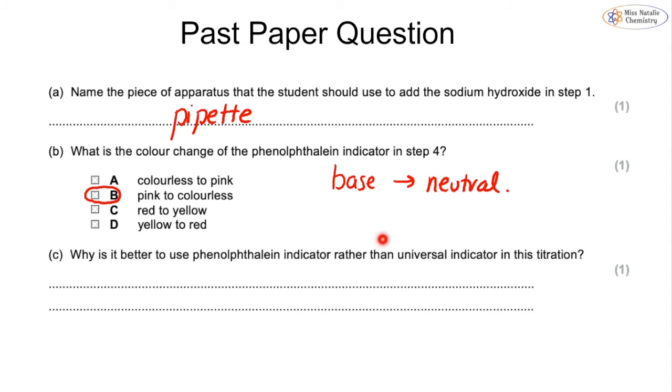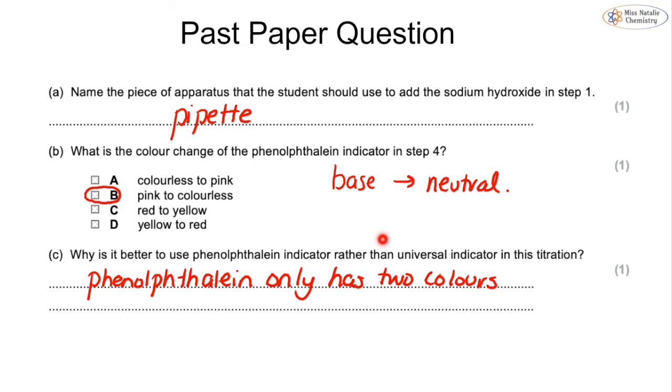And part C: why is it better to use phenolphthalein indicator rather than universal indicator? It is because phenolphthalein only has two colours. Universal indicator gives us a very wide range of colours, and what you may see as green may be yellow or dark green to someone else, so it's too subjective. Whereas phenolphthalein is either colourless or it is pink, so it is less or even not subjective.